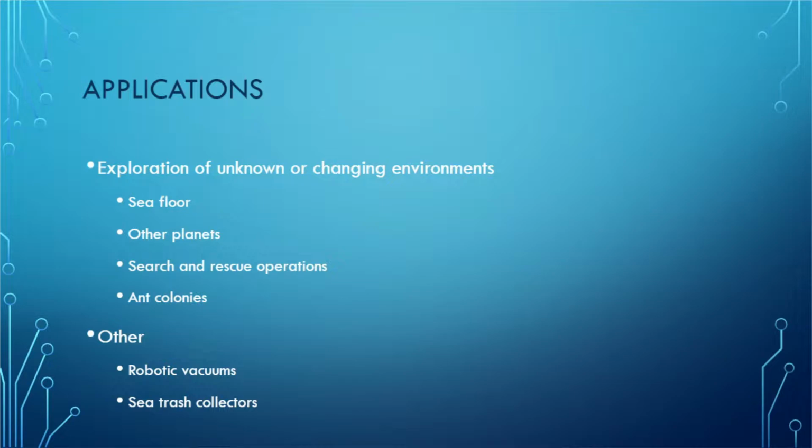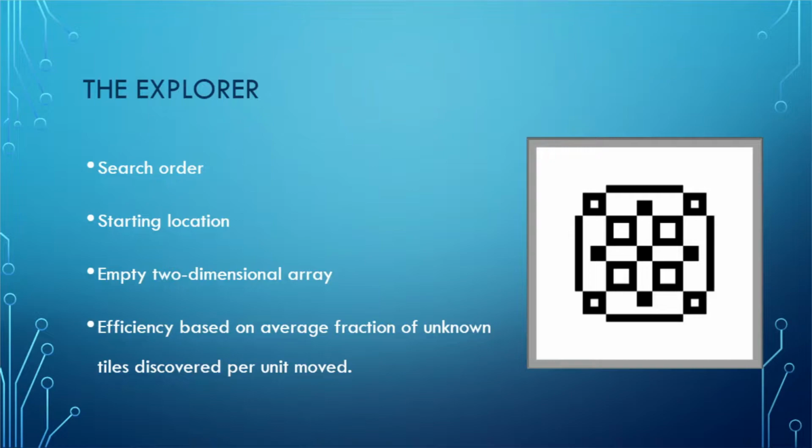The applications include exploration of any environment. These include the sea floor, other planets, search and rescue operations, ant colonies, the use in robotic vacuums, and sea trash collectors. Starting with the basics, we have the explorer. The explorer is given three things. These include a search order, a starting location within the maze, and an empty two-dimensional array, which represents the maze that it uses to keep track of where it's been and what it's discovered.